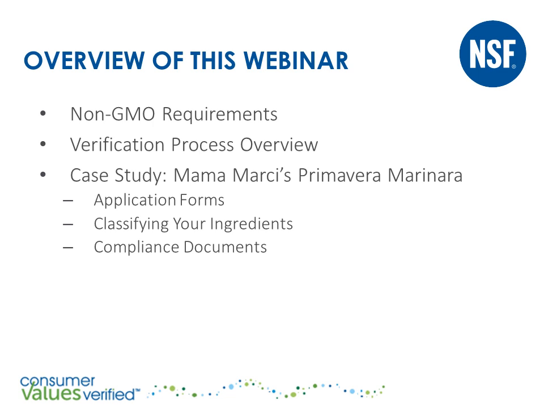We will take you through the verification process for our theoretical product, Mama Marcy's Primavera Marinara. All formulas and suppliers are made up, but the process is real. We will begin with our application forms and how to fill them out, then how to classify your ingredients according to the NGP standard. We will get into the specific documents needed to demonstrate compliance, including specific compliance affidavits, and some details about sampling and testing.